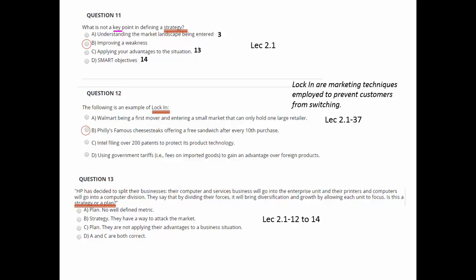The argument that it's a plan: they are not applying their advantages to a business situation. Just because you happen to be in those markets, in no way does this question tell you how they're applying their advantages. So what it comes down to is A and C are both correct, and B is wrong.